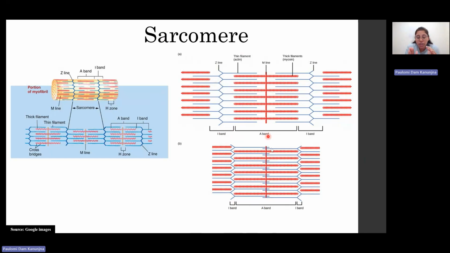When your sarcomere shortens, the Z lines, which are at these boundaries, come closer. The A band, which is your myosin, doesn't change. So the A band stays the same length, but your I band, which is your actin band, gets smaller, and the H zone, which is basically the central part of the A band, where only myosin is present. So here, this zone is the H zone. Okay, this disappears.